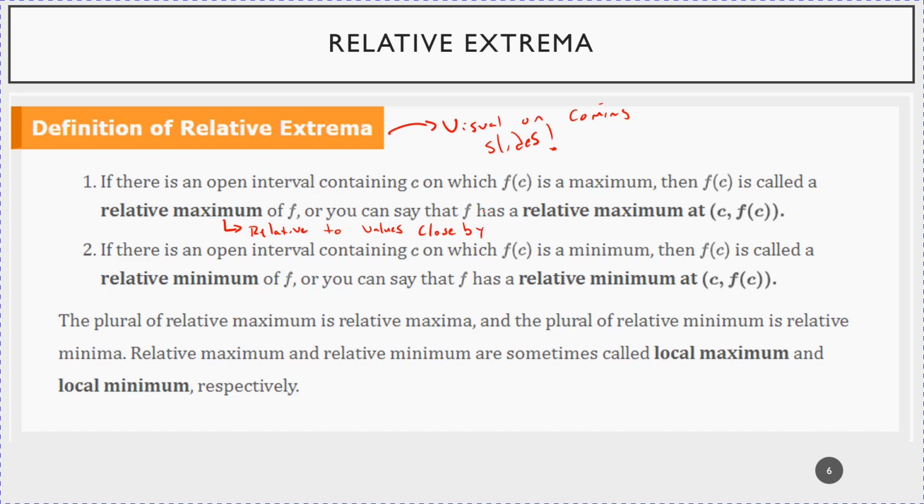And so if there's an open interval containing c on which f of c is a minimum, then f of c is called a relative minimum of f, and you can say f has a relative minimum at c, f of c. Okay, so again, relative minimum, it's relative to values close by.